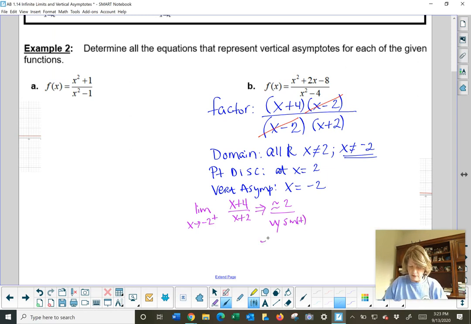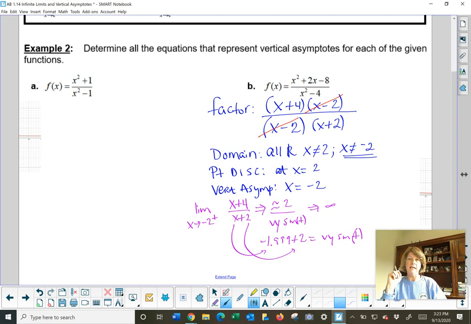Remember how I thought this through? I had -1.999 plus my 2. And that's where I got this very small positive. So just some analysis going on there. And that means that this would be infinity. And there we go. Now we know there is a vertical asymptote.